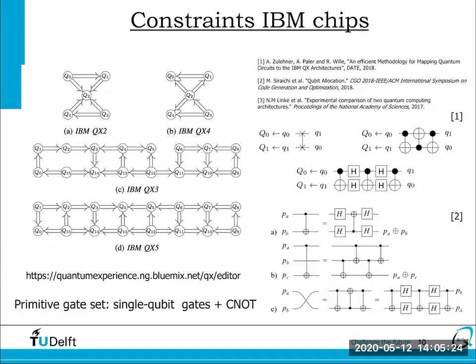Okay, so what I would like to emphasize here is that it is not only the connectivity constraint, so what qubits are allowed to interact, but also in what way they are allowed to interact.